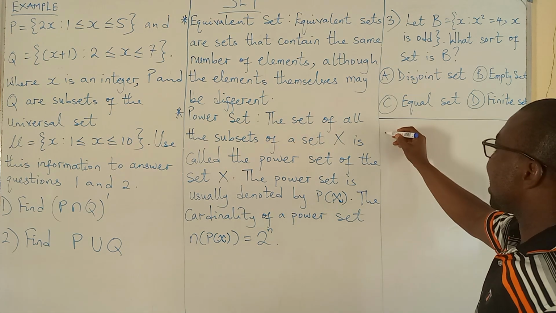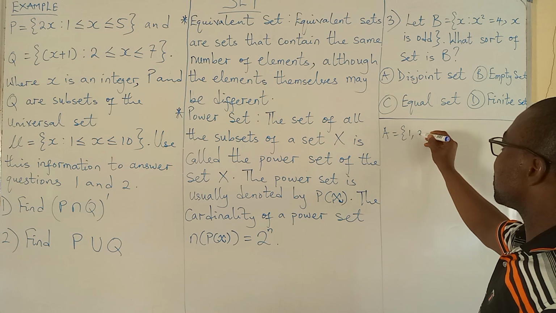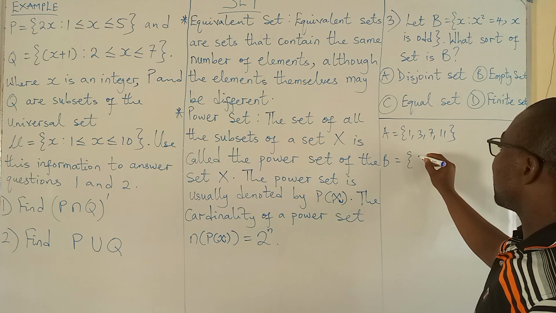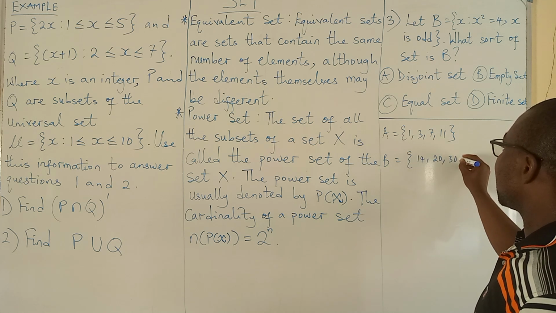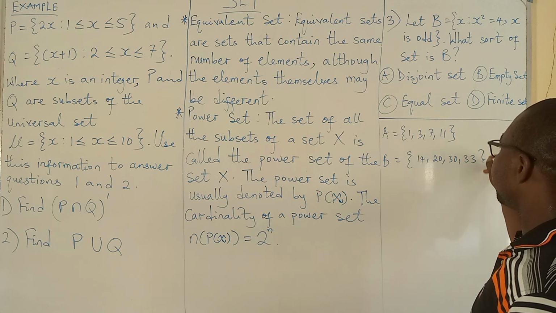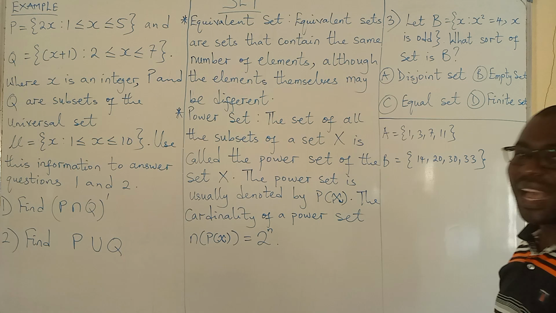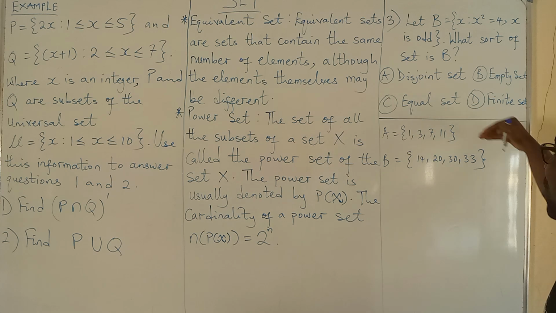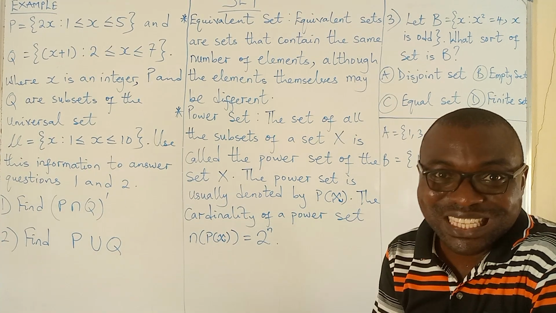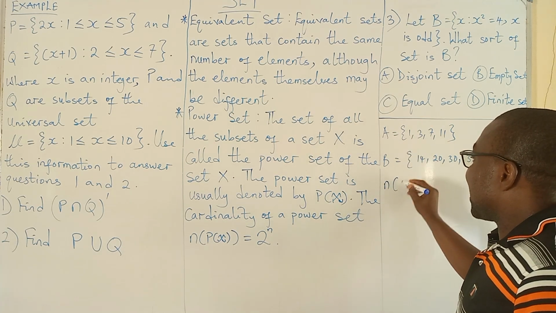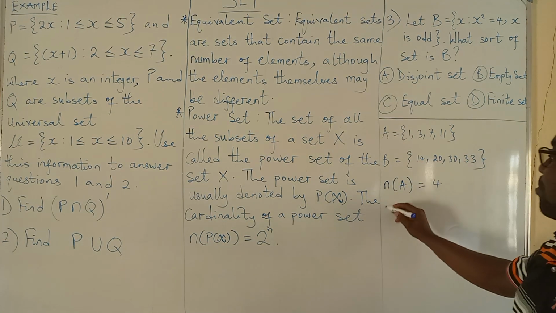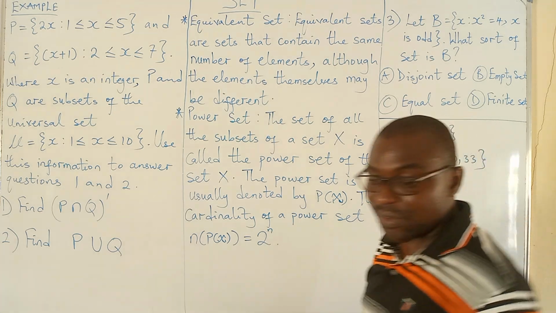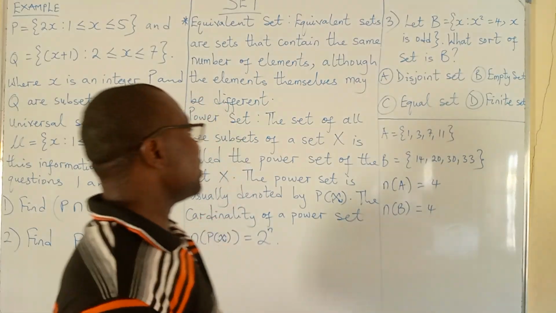For example, if you have a set like this, A is equal to 1, 3, 7, 11, and you have another set like this, B is equal to 14, 20, 30, 33. These two sets are equivalent. Why are they equivalent? Because they contain the same number of elements. In other words, their cardinalities are the same. The cardinality of set A is 4. The cardinality of set B is 4. So it means that they're equivalent. Two sets are equivalent if they have the same cardinality.